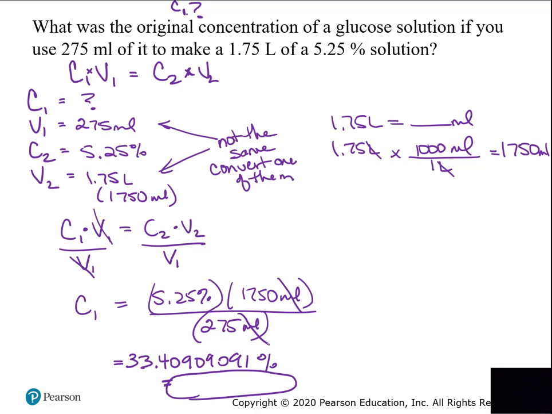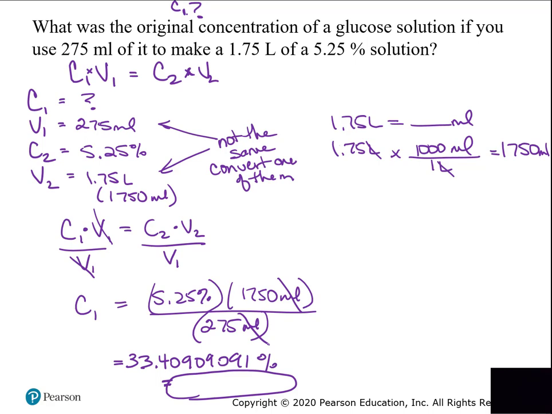So just make sure that you check. If you have two volumes that you know, make sure you check the units. They have to be the same. If they're different, just convert one of them, and you can pick. It'll still be the same answer. If I had converted V1, it would still have turned out exactly the same.